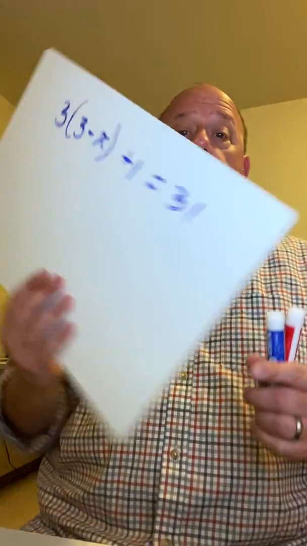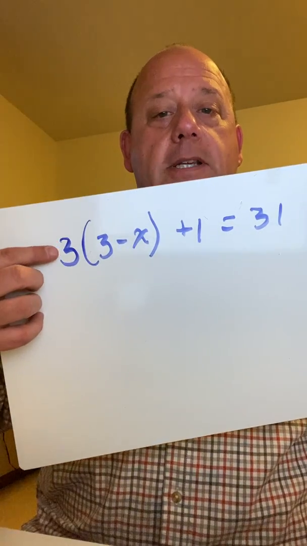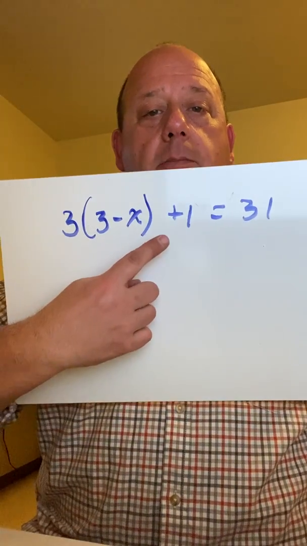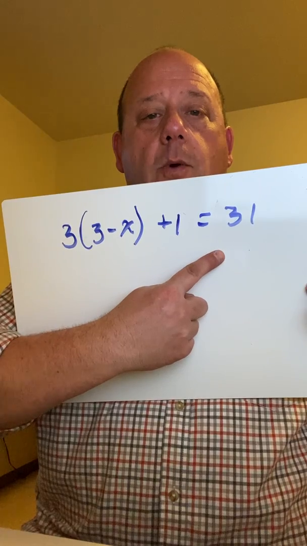We've got a distribution problem, a parentheses problem. 3 times the quantity of 3 minus x, plus 1, is equal to 31. Try to write that out on your own. Pause the video and write this out on your own without me showing it to you. 3 times the quantity of 3 minus x, plus 1, equals 31. All right, turn it back on. This is what it should look like. 3 times the quantity of 3 minus x, plus 1, is equal to 31.